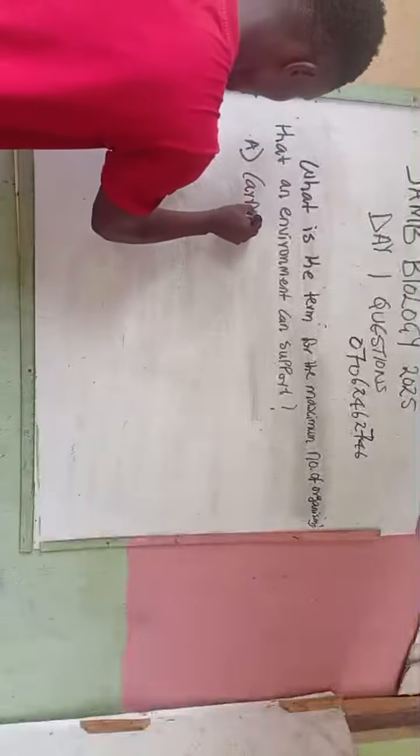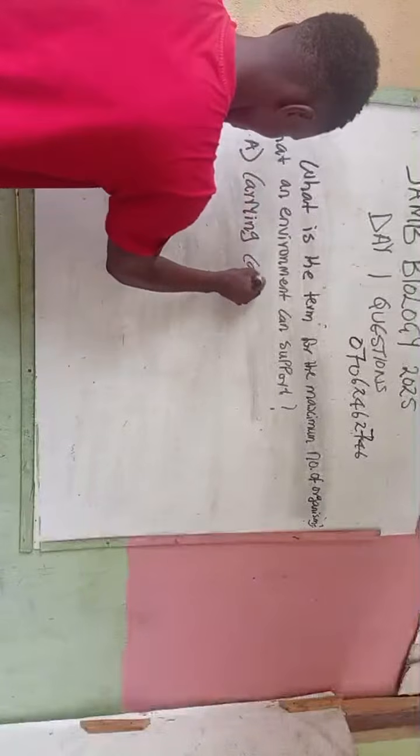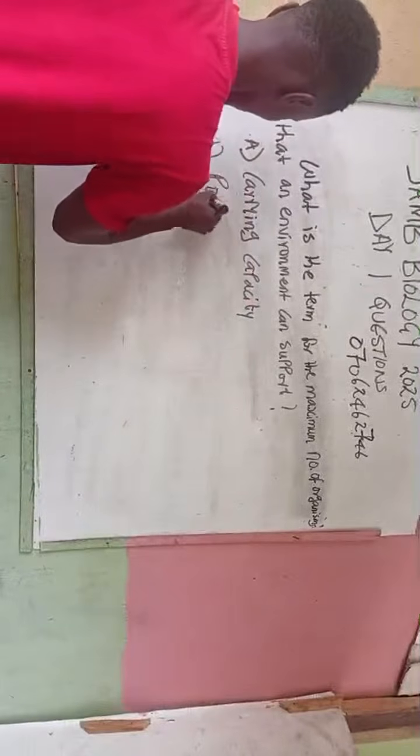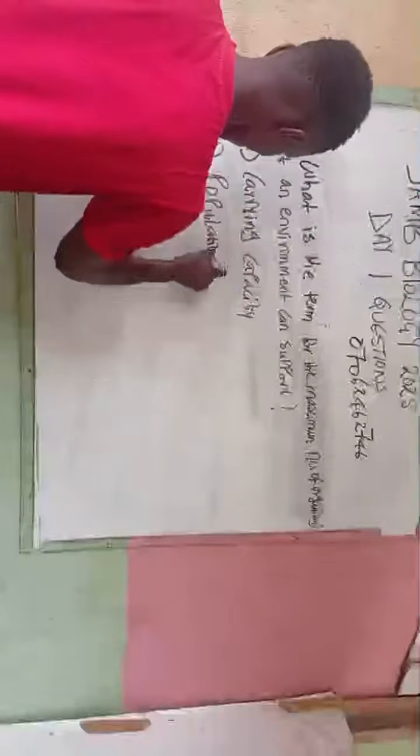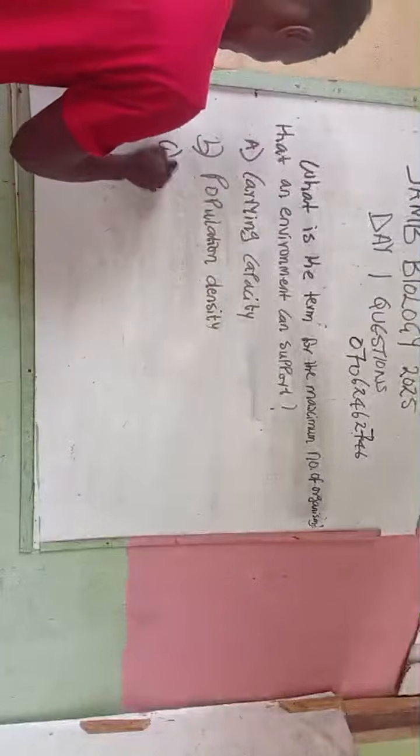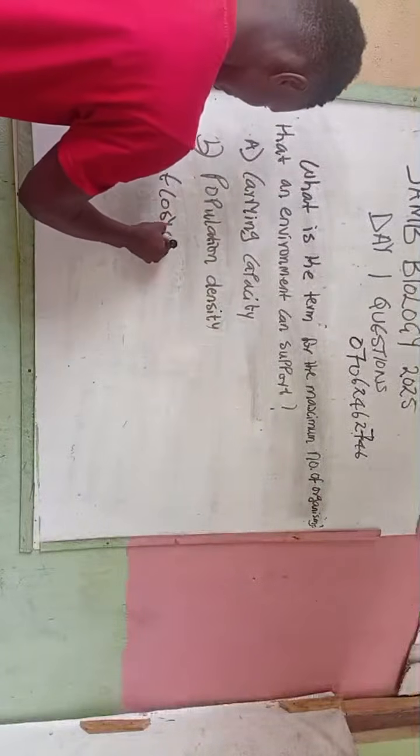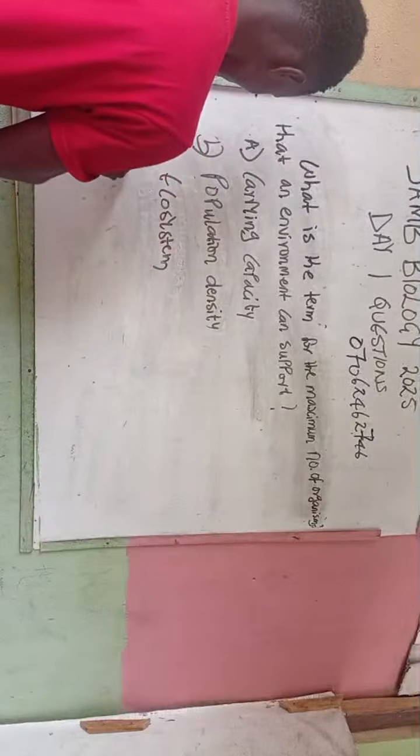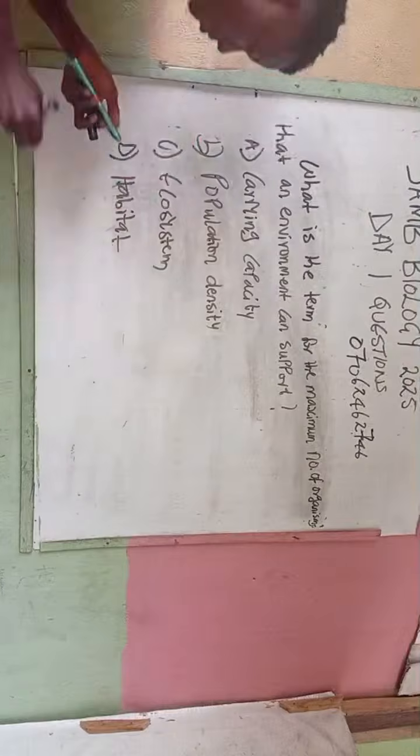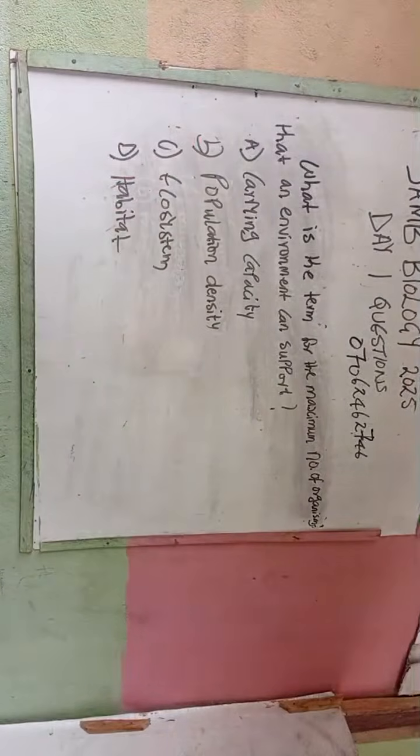We have A, carrying capacity. We have B, population density. We have C, ecosystem. And we have D, habitat. So drop your answers.